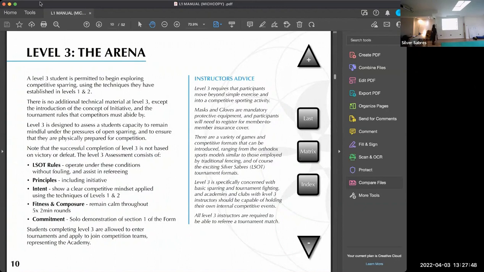Masks and gloves are mandatory protective equipment, and participants will need to register for member-to-member insurance cover. Very important. All of our instructors are insured as commercial instructors, which means they are allowed to teach people without insurance at odd events here and there. But by the time somebody's putting a mask on, they need their own individual member-to-member insurance, which everybody in this room has already had arranged by myself. If you have your own clubs, you will need to get up to speed with that. I don't think BF will cover properly against this.